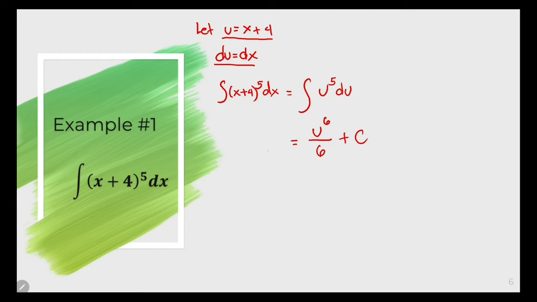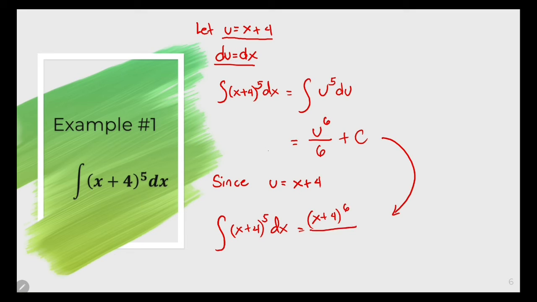Since our original function is not in the variable u, we need to substitute it back in terms of x. Since u is equivalent to x plus 4, our original function, the fifth power of x plus 4, dx, is equivalent to x plus 4 to the power of 6 over 6 plus c. And this is now your final answer.